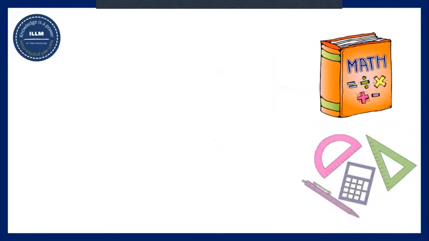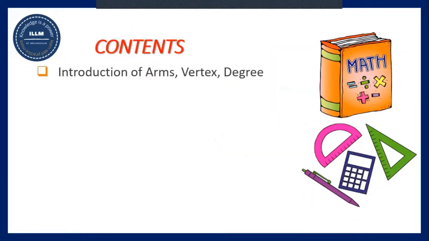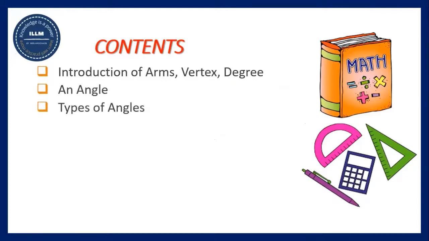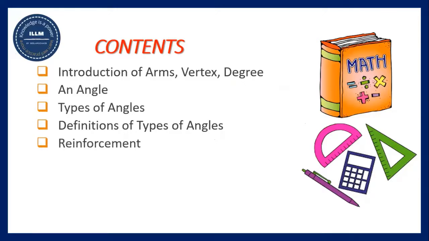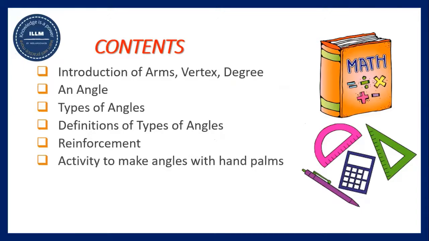In this topic, first of all, I'll introduce you to the parts of an angle, which are arms, vertex, and degree. Then I'll explain an angle and its types with the help of definitions and examples. After completing this whole topic, we will reinforce this lesson and then perform an activity to make angles with hand palms.